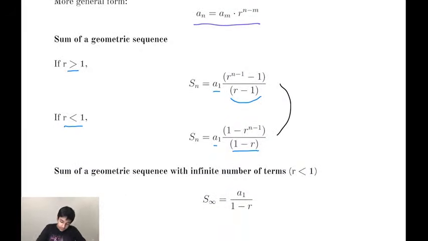The sum of the terms in an infinite geometric sequence, where the ratio is less than 1, is a, the first term, divided by 1 minus r, the common ratio.